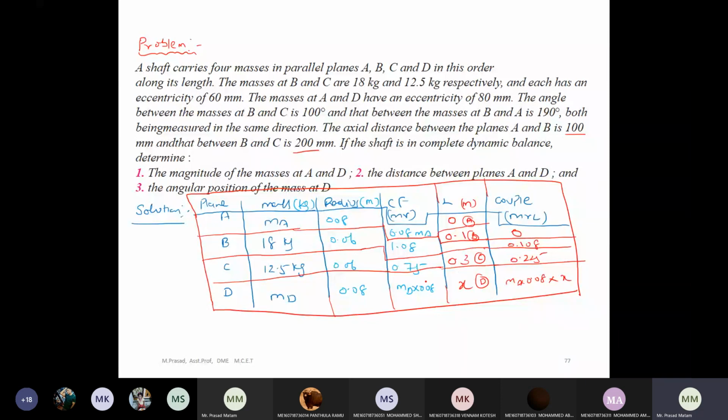You got the table? Now with centrifugal data, we are going to draw the force polygon. Similarly, with couple data, I'm going to draw the couple polygon. Before going to the force polygon and couple polygon, we need to draw the position of the masses. Already they have given that B and C are at 100 degrees and B and A is at 190 degrees. So based on this 100 degrees and 190 degrees, let us try to draw the position of the masses.